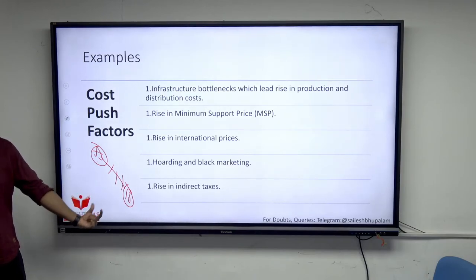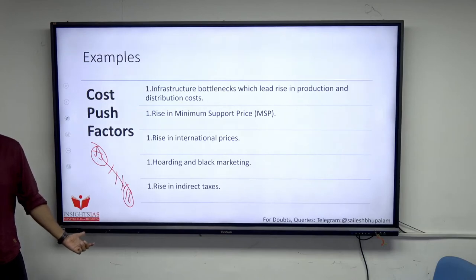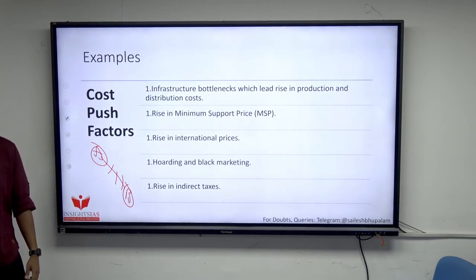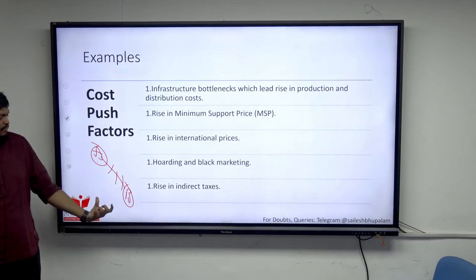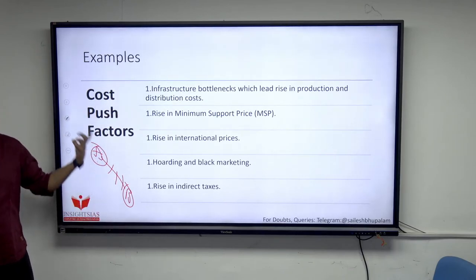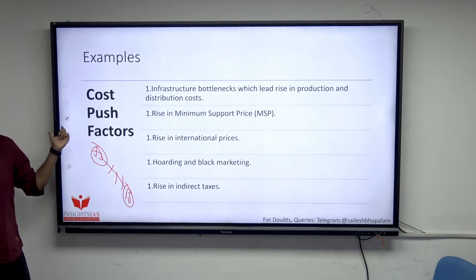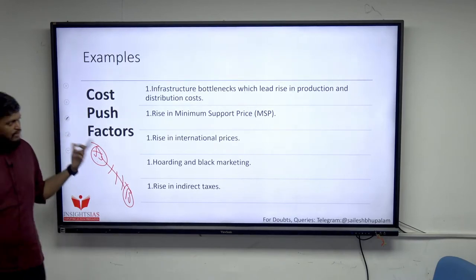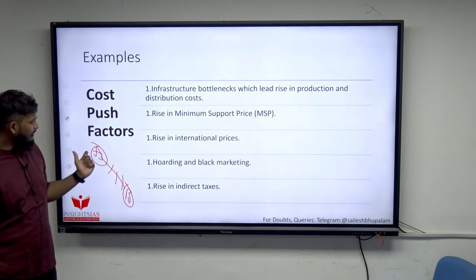And that is an extra cost that will be added or not. That means the amount of time it will take is probably one day more. Then you have to pay the rent for this truck and this driver. All this is transport cost added because of this infrastructure bottleneck. The cost of this product is increasing. So this is the meaning of infrastructure bottleneck.